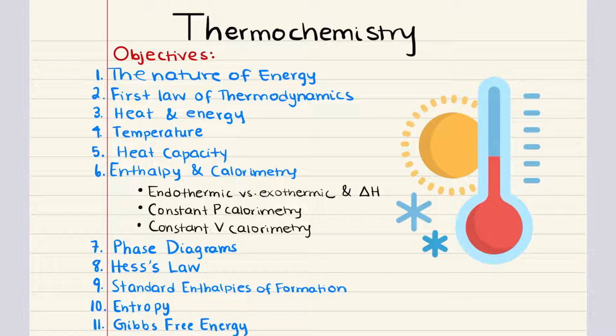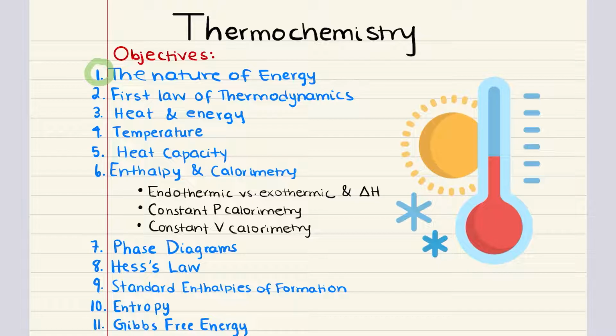Today we're going to be covering Chapter 7 for our MCAT General Chemistry playlist. This chapter is titled Thermochemistry, and we're going to cover the following objectives. Objective 1 is titled The Nature of Energy. So we're going to begin with an introduction to energy, examining its two primary forms, kinetic energy and potential energy. And while we're going to provide examples of each, our main focus is going to be on chemical energy. This is an important type of potential energy that plays a significant role in chemical reactions.